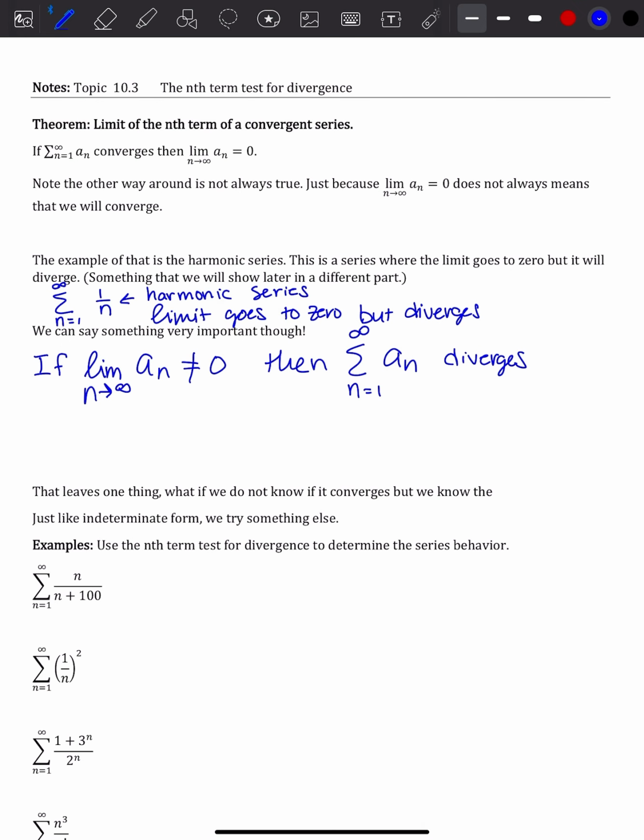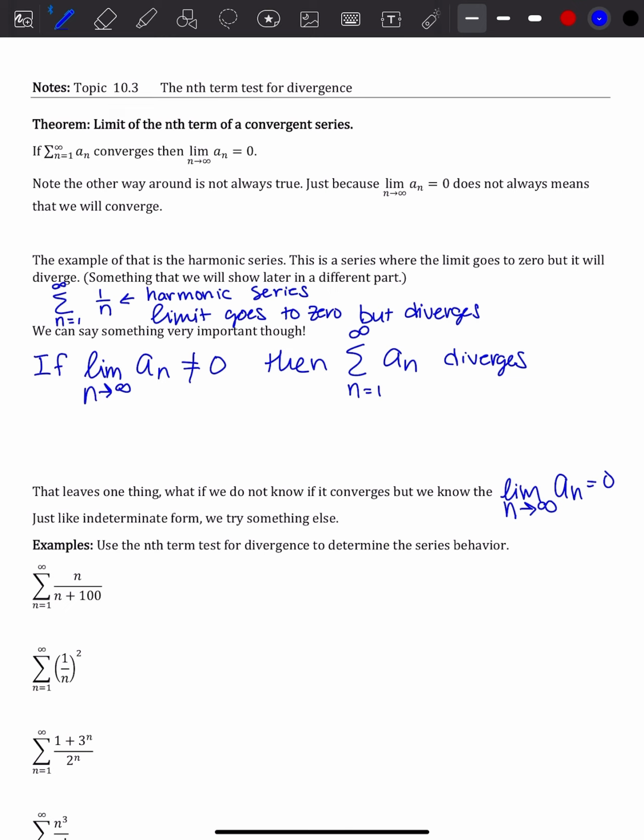So that leaves us with one really important fact, which is, what do we do if we don't know it converges, but we know that the limit goes to 0? So what happens if the limit does go to 0? What that means is that it's like indeterminate form. So we have to try something else.